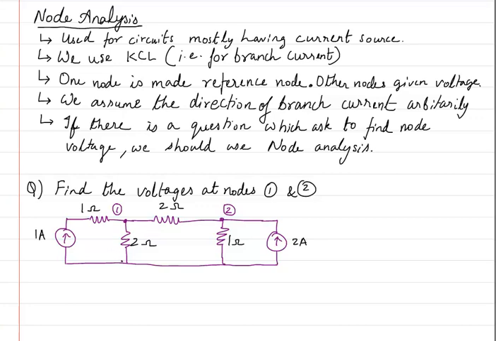For example, this is a branch. Why do I call this a branch? Because if I draw this as the node, then this is one branch, this is the second branch, this is the third branch, this is the fourth branch. So totally we are having 1, 2, 3, 4, 5. So we are having 5 branches. Okay, and we need to draw the branch currents for all of these branches.